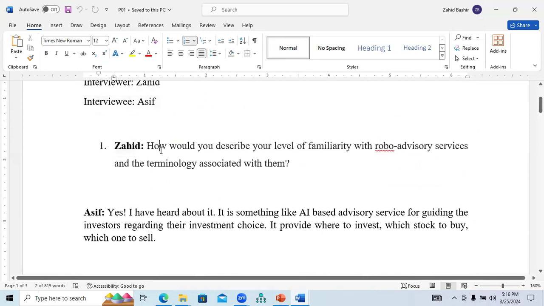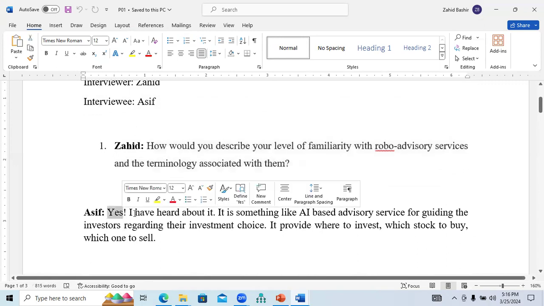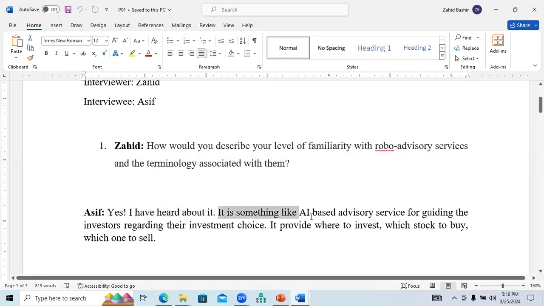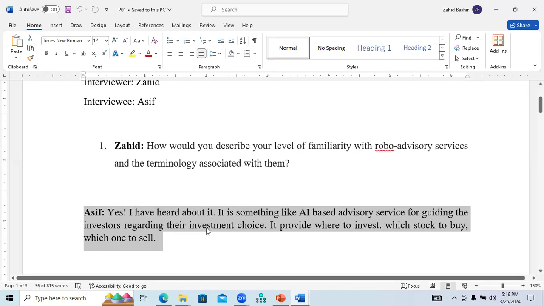I was asking the question, how would you describe your level of familiarity with robo advisory service and terminology? And then Mr. Asif replied, yes, I have heard about it. It is something like an AI-based advisory service for guiding the investor regarding their investment choice. It provides where to invest, which stocks to buy, which to sell. Now, these are the transcribed responses. The interview was actually conducted in audio format. I recorded this interview in audio, and then I transcribed this audio into this text format.